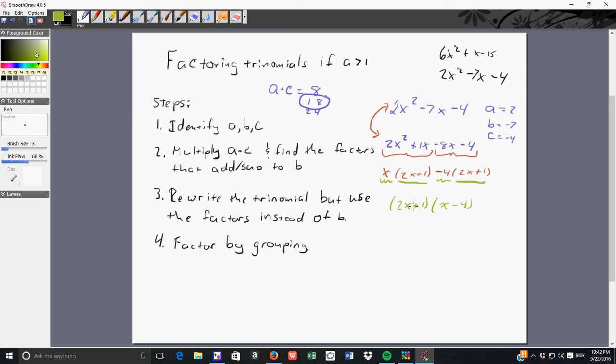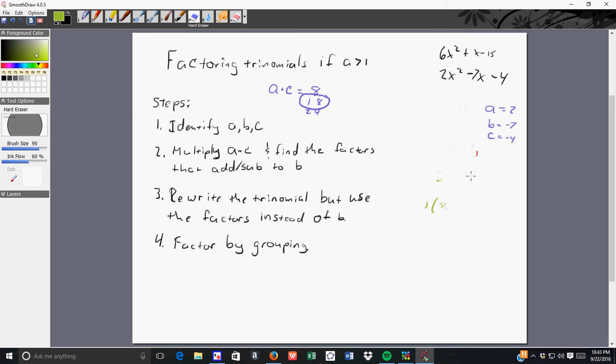And if I were to FOIL this, I'd say 2x times x, I get 2x squared, minus 8x plus 1x is -7x, minus 4. And that's it. I'm going to do another example. Unfortunately, I have to erase my first example, but I'll do another example. So once again, if you're watching this video, you should really pause it and stop it when you need to. But here comes the second example.